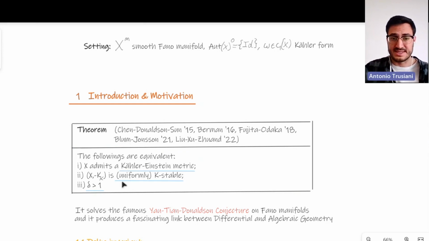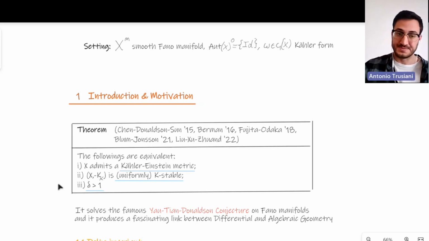In the last 20 years, K-stability has become very important in algebraic geometry because it is connected to the construction of moduli spaces and to singularities of the minimal model program. And this valuative criterion is very important to detect K-stability because in general it's difficult to understand which Fano manifolds are K-stable. We'll say more in the sequel of the talk.